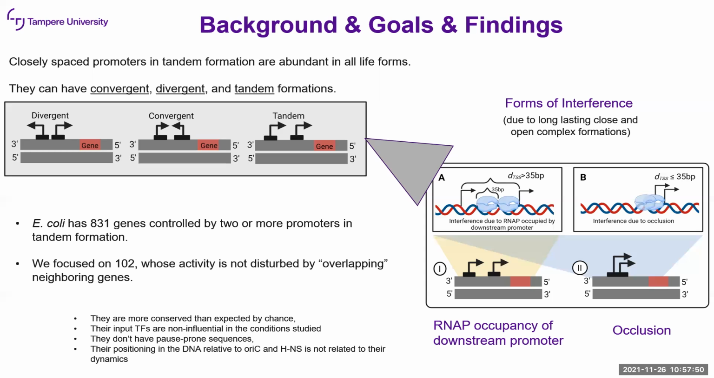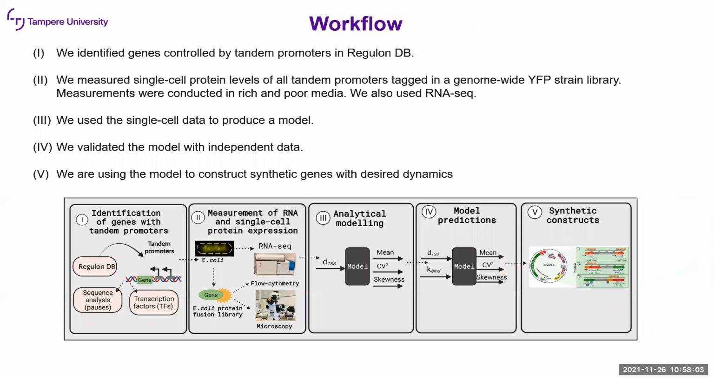We know that we have 800 genes controlled by two or more promoters in tandem formation in E. coli, and we focus on the 102 whose activity is not disturbed by overlapping neighboring genes. So this is the workflow of our study. We started by identifying all genes controlled by tandem promoters using RegulonDB information. Then we used the YFP strain library to measure their single cell protein levels by flow cytometry. We conducted the measurements both in rich and poor media, which differ in the number of RNA polymerases available in the cell. We also performed RNA-seq to support our studies.